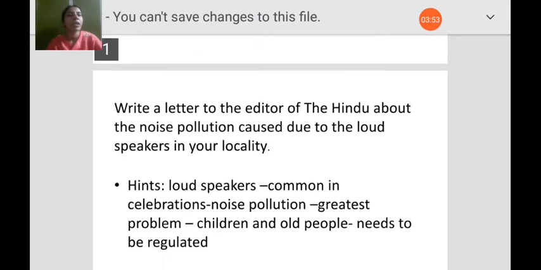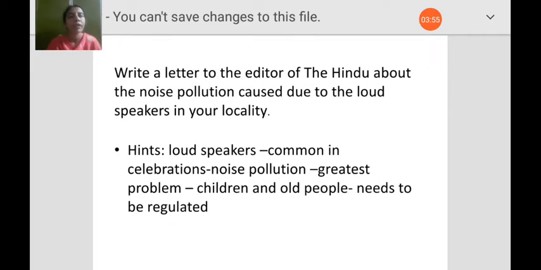Here I have given a letter for you. Write a letter to the editor of the Hindu about the noise pollution caused due to the loudspeakers in your locality. This is the question. Go through it thoroughly. Read twice or thrice.